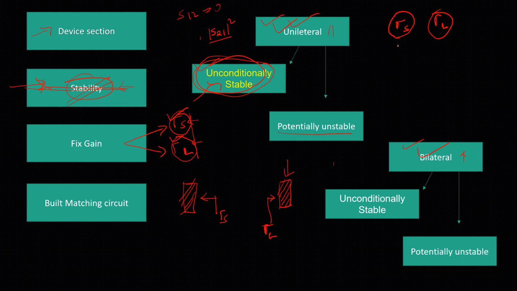So for example, if I want 10 dB of gain, how will I go from 10 dB to the gamma S or gamma L value? Because our main concern is to define the values of gamma S and gamma L. After that I can design the full circuit for my amplifier. So that means we need some mechanism by which we can go from the gain to gamma L or gamma S.